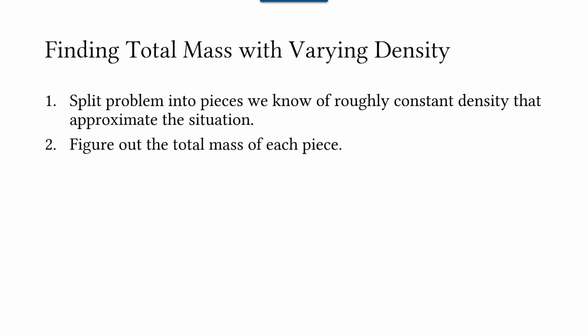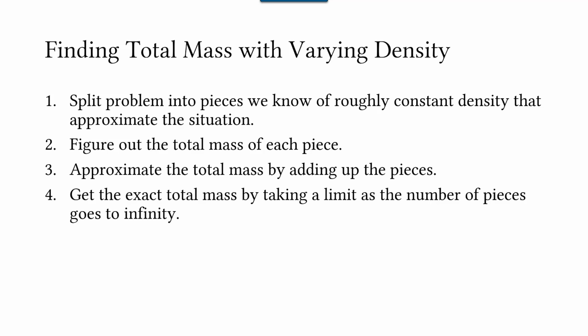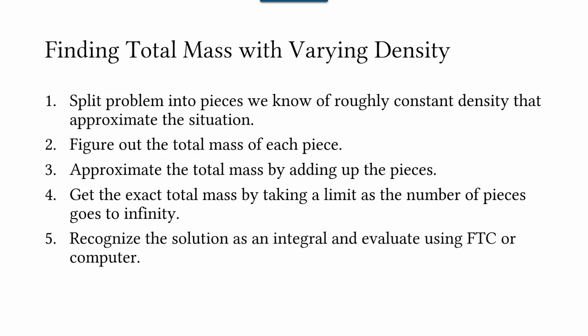We'll figure out the total mass of each of the pieces. That we can do with our simple formula, density times volume, because we are splitting the figure into pieces where the density is about constant. We'll approximate the total mass by adding up the contributions of each piece. We'll get an exact total mass by taking a limit as the number of pieces goes to infinity. We'll recognize that what we have done is in fact set up an integral, and then we'll evaluate it using the fundamental theorem of calculus or computer. For our examples today, I think we'll have one where we do Wolfram Alpha and one where we use the fundamental theorem.